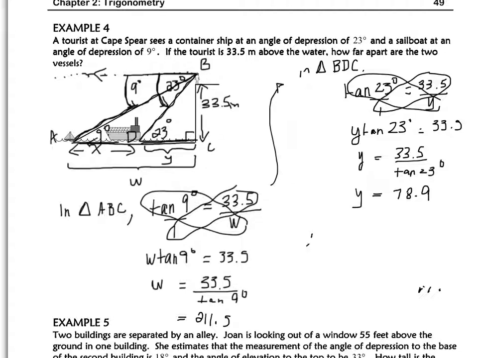So therefore X would equal 211.5 minus 78.9, which is 132.6 meters. So the distance between the sailboat and the container ship will be 132.6 meters.